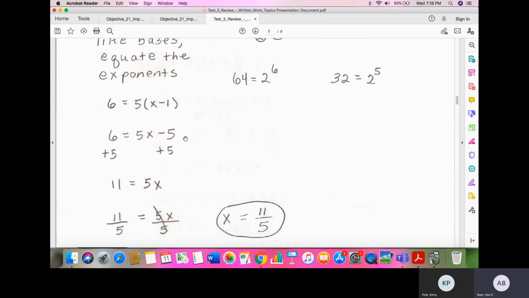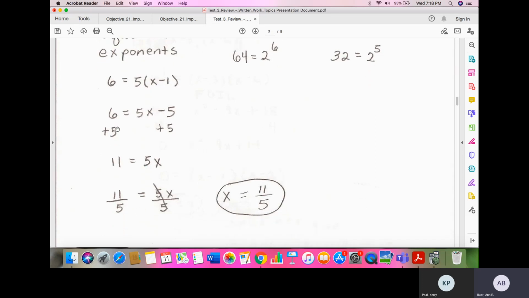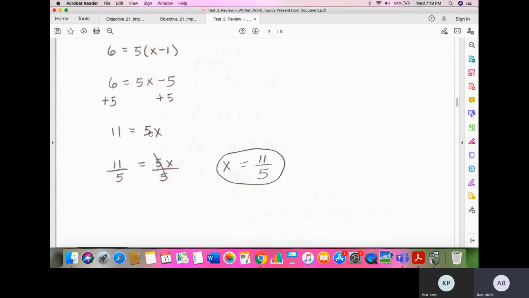To solve for x, let's undo subtraction by 5. The opposite is adding 5 to both sides. So we get 6 plus 5, which is 11, on this side, equals minus 5 plus 5 is 0, plus 5x is 5x. And lastly, we need to divide both sides by 5 to get x by itself. So we divide this side by 5. So we have 5x, and we're dividing this side by 5.